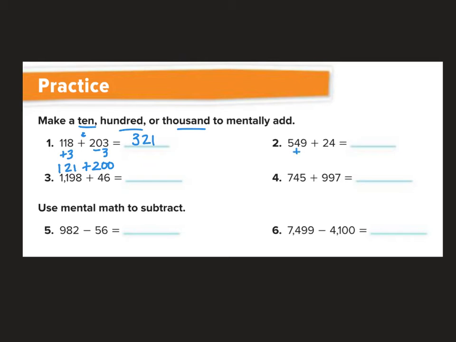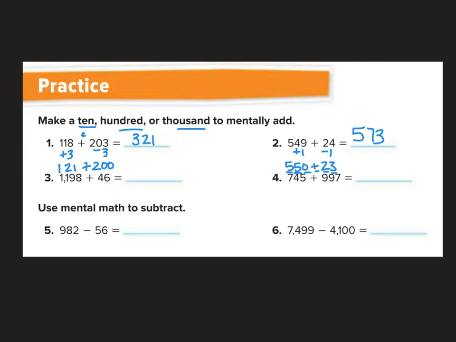Nice. Okay, here 549 plus 24. I'm going to add 1, subtract 1. So I'm going to get 550 plus 23. So that's going to get me to 573. So in my head, what I'm doing is I'm taking, okay, 500 plus 0, 500. 5 plus 2 is 7. 0 plus 3 is 3.